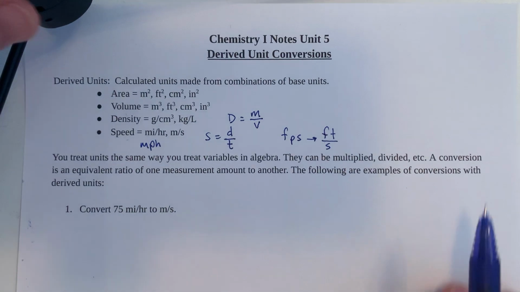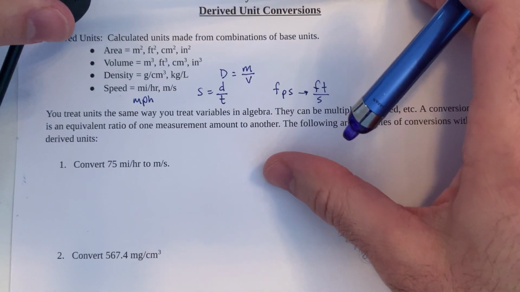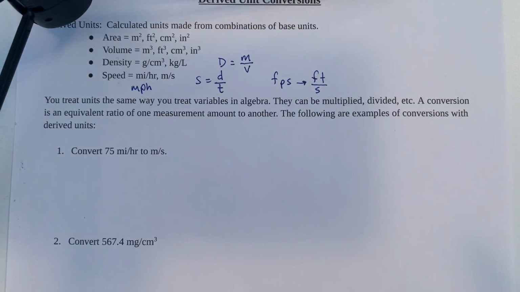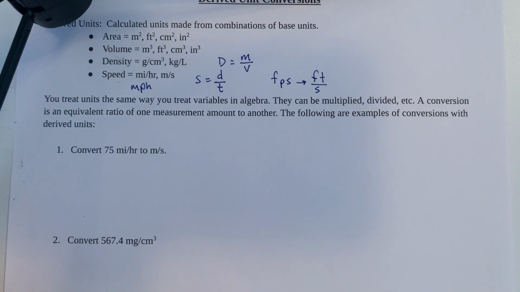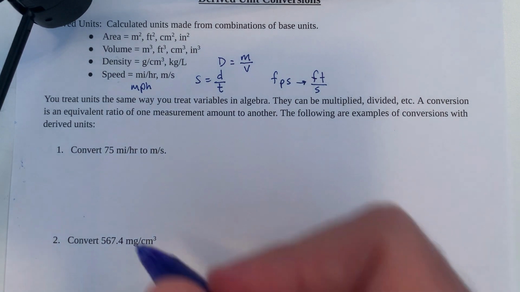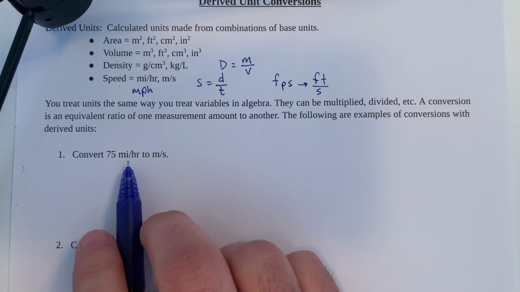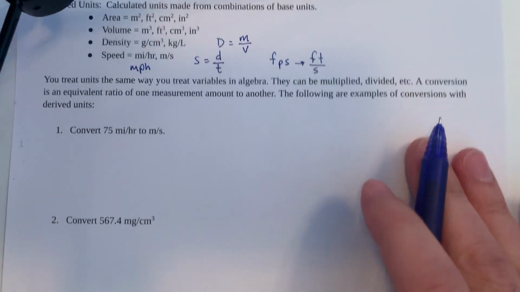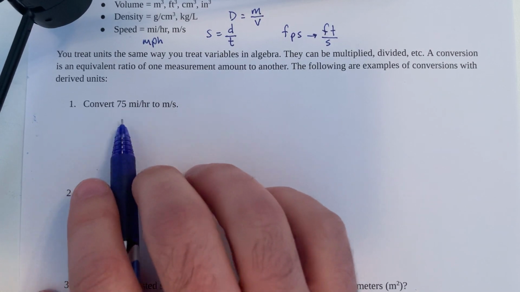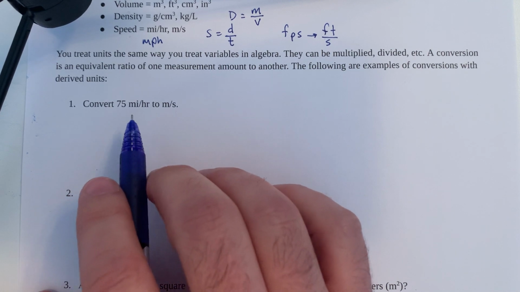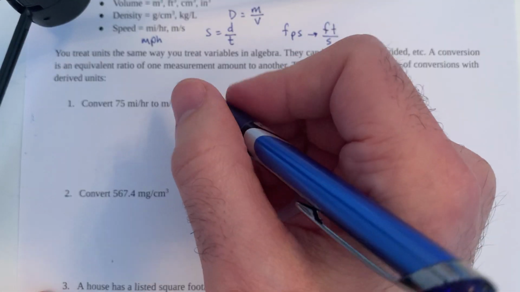Okay, so the first one, I'm gonna try to slide this up a little bit here. So again, you'll need your conversion factor help sheet. Okay, so the first one is convert 75 miles per hour to meters per second. So the first thing that's important to do correctly on this is the setup. We're still going to use the dimensional analysis.